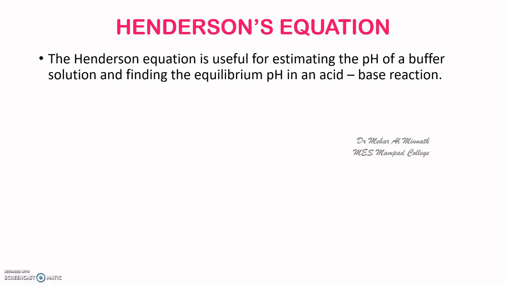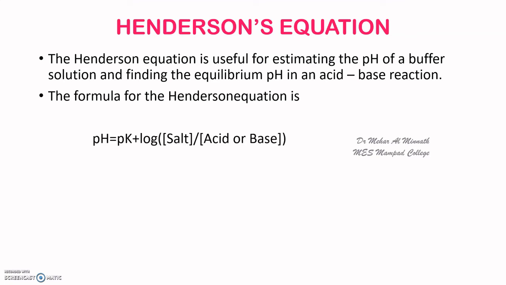Now, Henderson's equation is useful for estimating the pH of a buffer solution and also to find the pH in an acid-base reaction. Its general formula is pH equal to pKa plus log salt by acid or base. In the case of an acid, it will be pH equal to pKa plus log salt by acid, or if it is for a base, pH equal to pKb plus log concentration of salt divided by concentration of base.